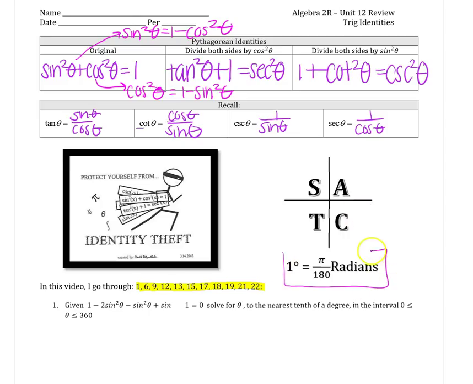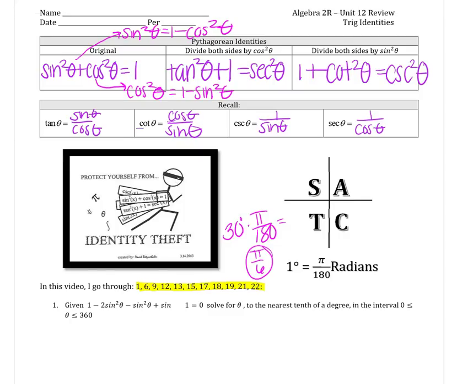Also remember how to convert to radians. 1 degree is pi over 180 radians. So for example, if you're going to convert 30 degrees to radians, you would multiply by pi over 180, and 30 divided by 180 is 1/6, so pi over 6 radians. So just something to think about that you'll have to do in some problems, depending upon the interval you're in.